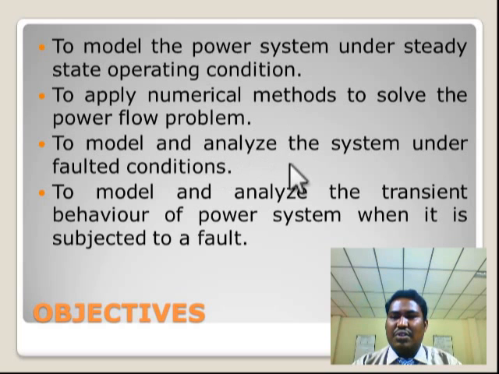And the third objective is to model and analyze the system under faulted conditions. We have a lot of faulted conditions in our power system. Generally, we have line to line, line to ground, or double line to ground faults. So we have to model and analyze the system under faulted conditions. It is quite useful when you are analyzing a typical power system.